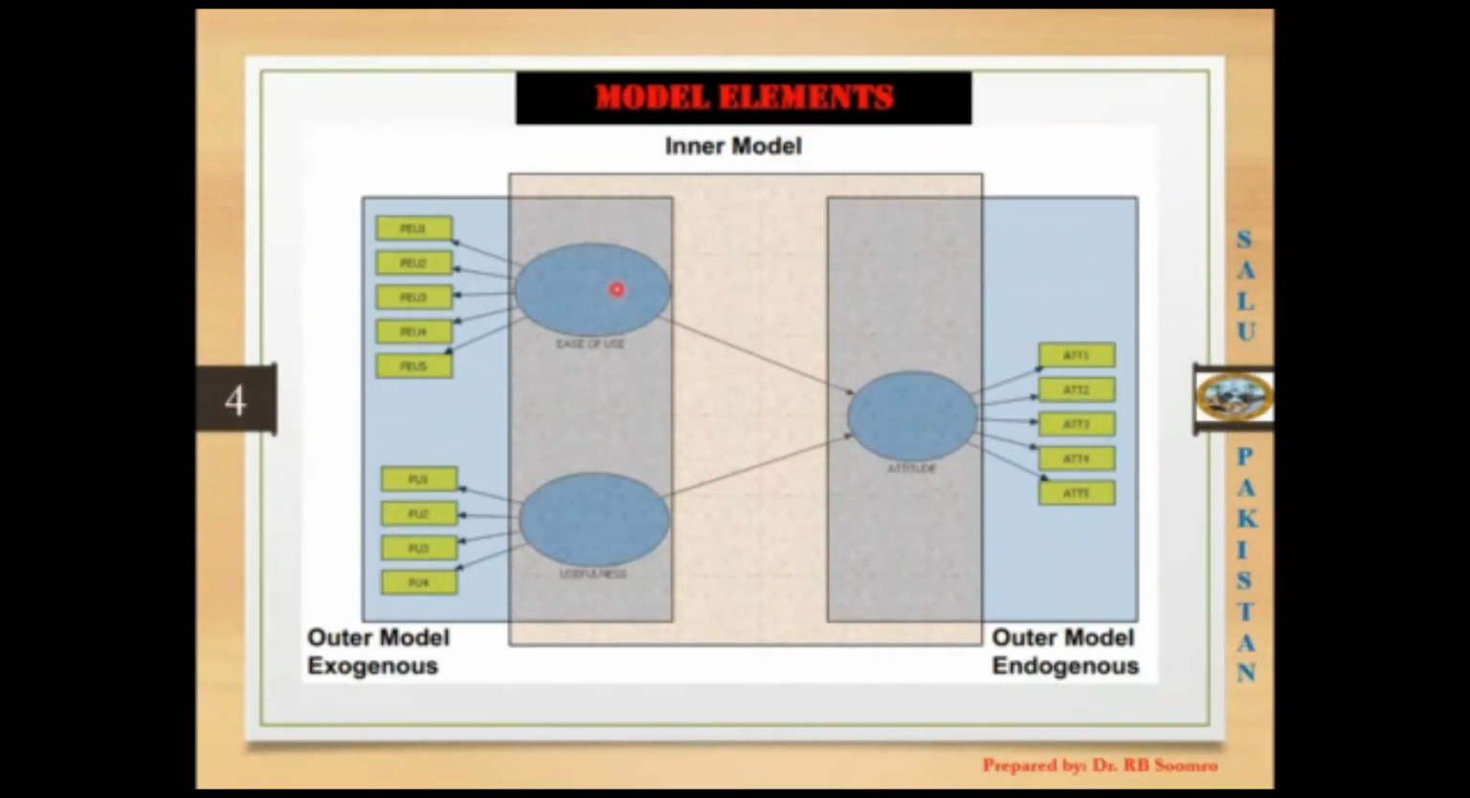This is the inner model, where 2 types are there: exogenous and endogenous. Exogenous means our independent variable, and endogenous means our dependent variable. So this is our structural model, where we are going to find out the relationships among the different latent variables in the inner model.